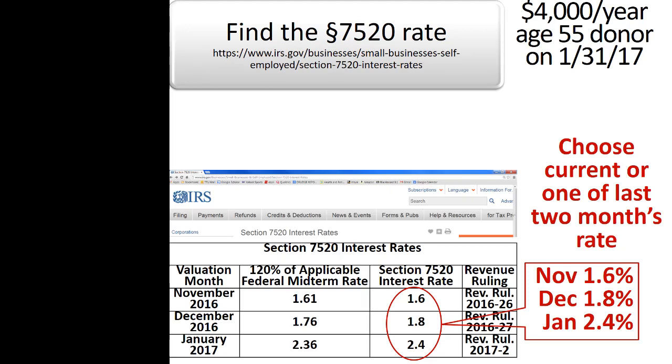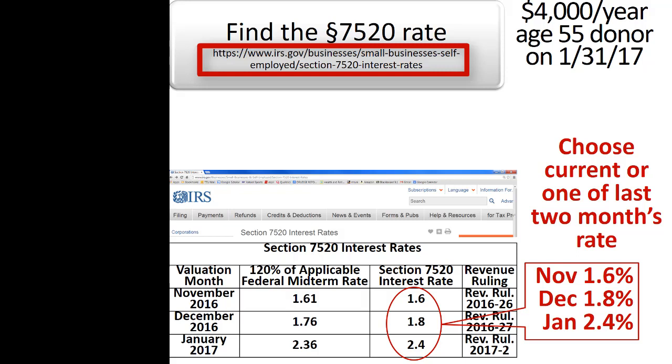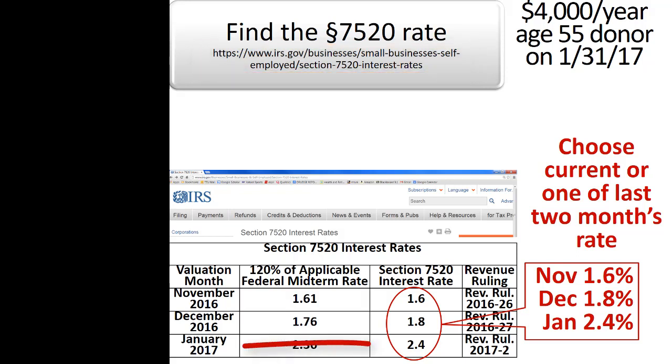The first step in valuing the annuity is to determine the appropriate interest rate. Because the Section 7520 interest rates change each month, we will have to set a date for our hypothetical transaction. So let's assume that our 55-year-old donor gave $100,000 in exchange for a $4,000 per year annuity on January 31st of the year 2017. The IRS website for the Section 7520 interest rate shows that January had a 2.4% rate.